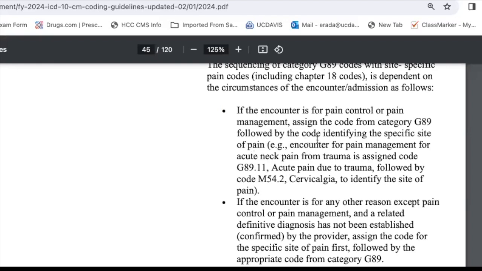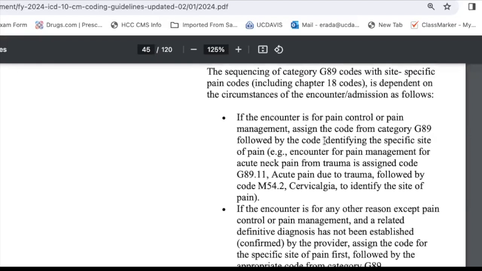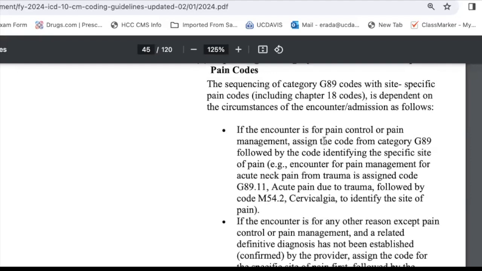So again, guys, depending on the circumstances, if the pain is site specific, like the doctor had specified where that pain is coming from, like the example here, if a patient is having neck pain, which is cervicalgia here, and the reason why the patient was admitted to the clinic is to receive a pain medication, then you assign the pain code first, G89, followed by your neck pain code, M54.2.